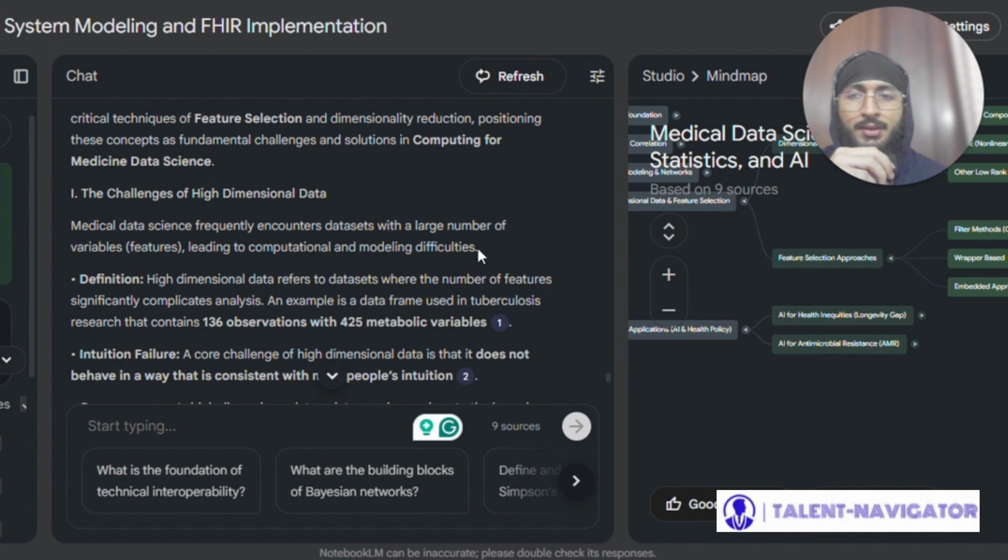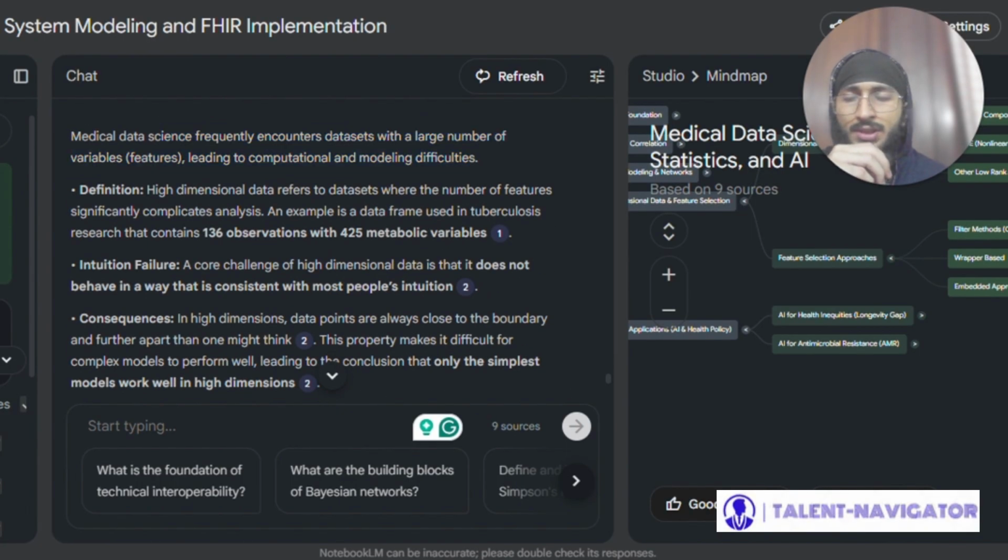First, let's discuss. Medical data science frequently encounters datasets with a large number of variables, features, leading to computational and modeling difficulties. So, high dimensional data refers to datasets where the number of features significantly complicates analysis. An example is a data frame used in tuberculosis research that contains 136 observations with 425 metabolic variables.